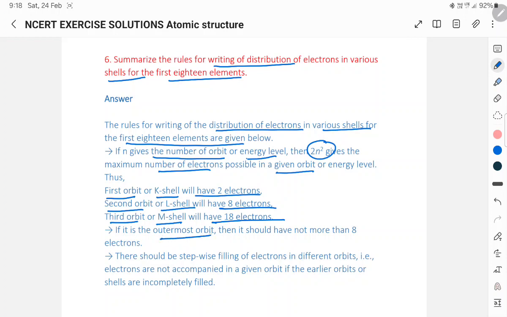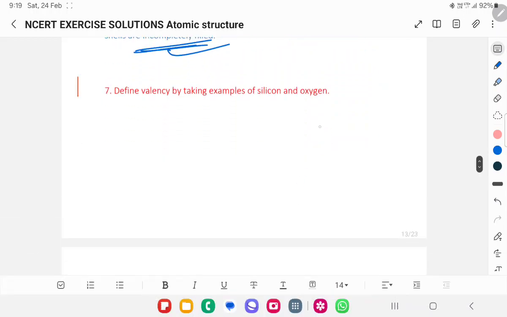If it is the outermost orbit, then it should have not more than 8 electrons, right? There should be stepwise filling of electrons in different orbits, that is, electrons are not accommodated in a given orbit if the other orbits or shells are not completely filled, or we can say incompletely filled, right?